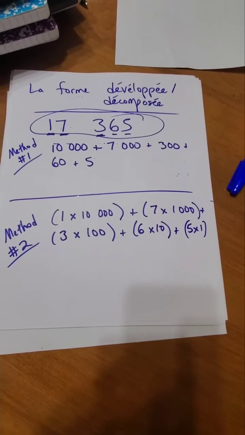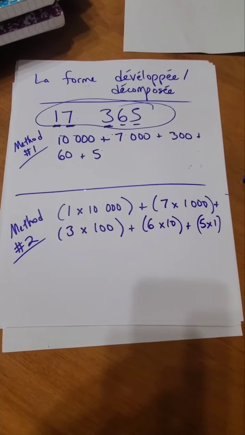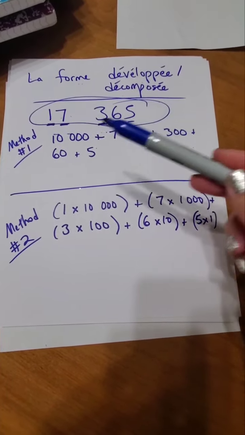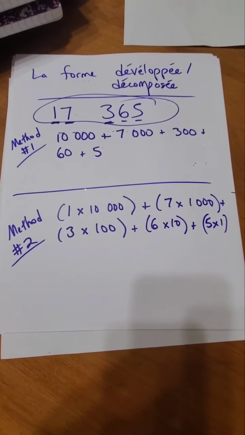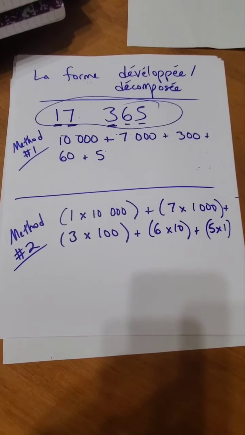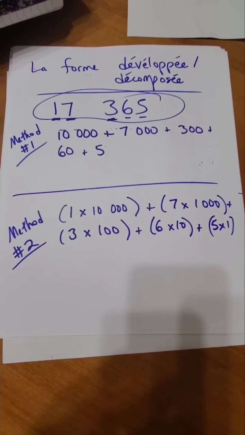All right, so those are 2 ways of explaining what a big number is and what all of its digits actually mean, so that kids have a concept of all the parts of a large number. So I hope that helps.